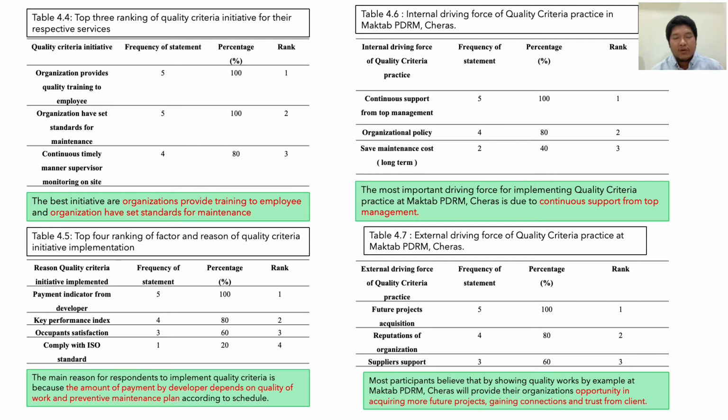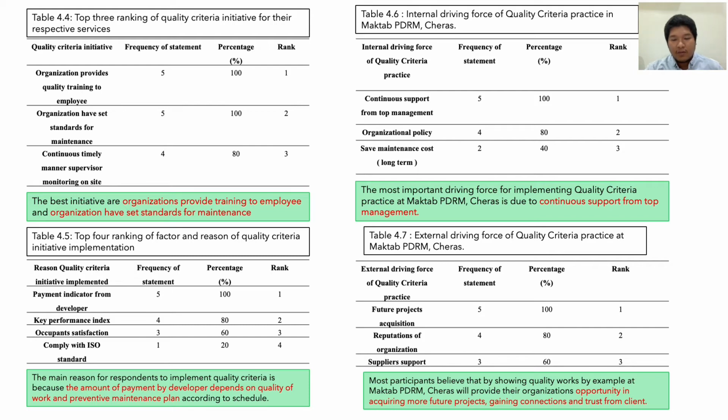So based on the interview session, they stated that their top management are very committed to emphasizing this matter, and that's why it comes to number one. As for table 4.7, for external driving force of quality criteria practice, there are a few, which is future project acquisition. The second one would be reputation of organization, and the third one would be supplier support.